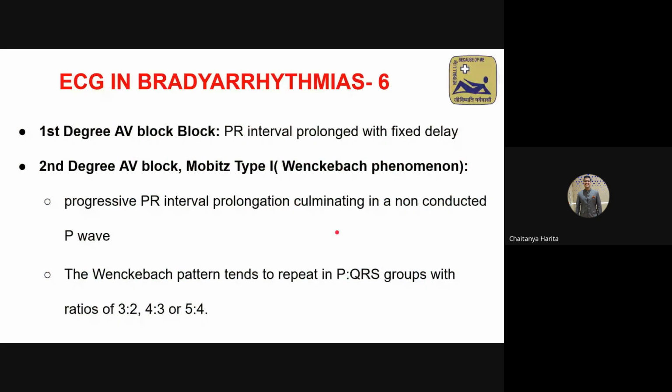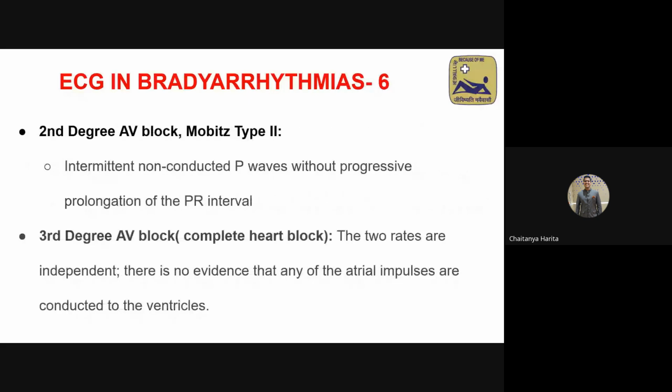So first degree AV block, prolonged interval with a fixed delay. Mobitz type 1, prolonged interval with a non-conductive P wave. Mobitz type 2, intermittently non-conductive P wave without a progressive prolongation, and independent rate becomes third degree.